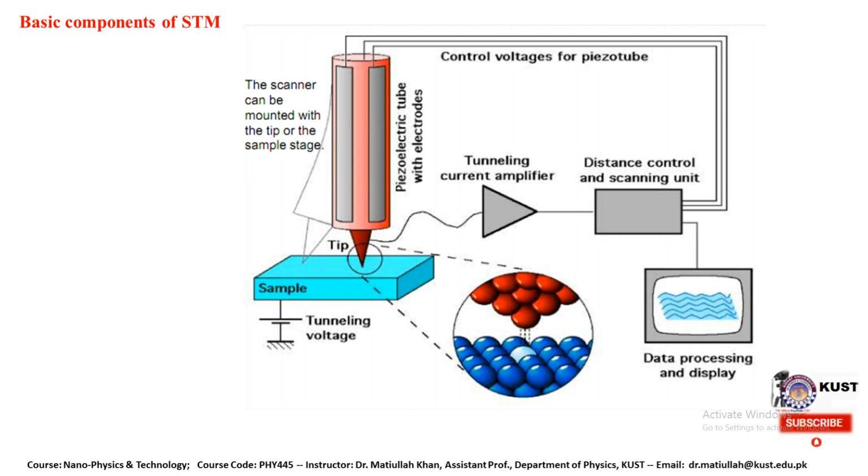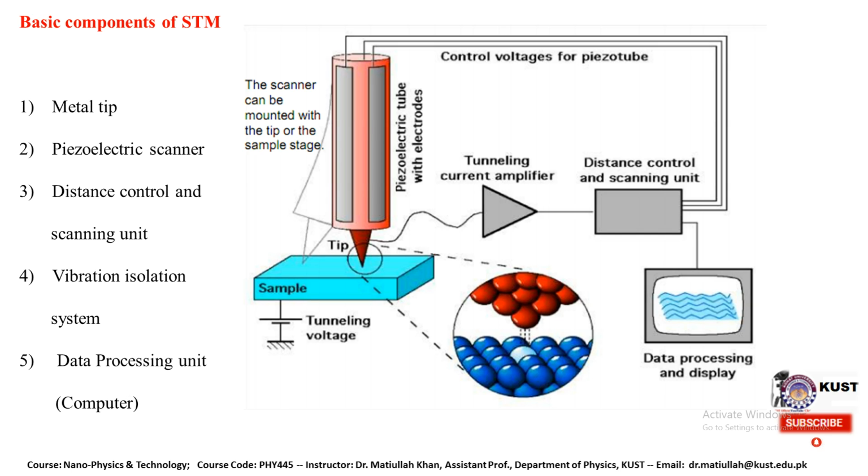Coming towards the structure and the basic components of STM, there are mainly 5 basic components of STM. The first and the most important is the metal tip, and this metal tip plays a vital role in investigating or scanning the sample. The other is the piezoelectric scanner. This is actually the piezoelectric tube, and in this there is the piezoelectric scanner. We have the vibration isolating system.